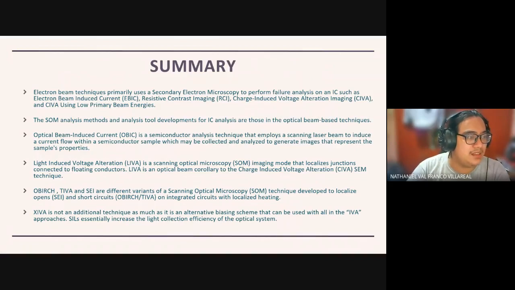The SOM analysis methods and analysis tool developments for IC analysis are those in the optical beam based techniques. Optical beam induced current, or OBIC, is a semiconductor analysis technique that employs a scanning laser beam to induce a current flow within a semiconductor sample, which may be collected and analyzed to generate images that represent the sample's properties. Light-induced voltage alteration, or LIVA, as we discussed before, is a scanning optical microscopy imaging mode that localizes junctions.